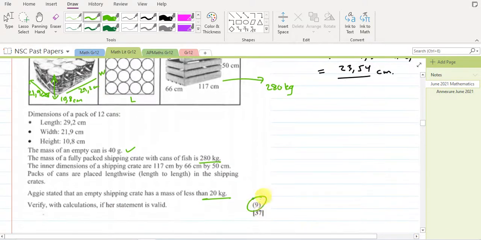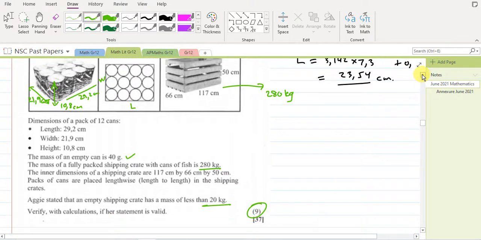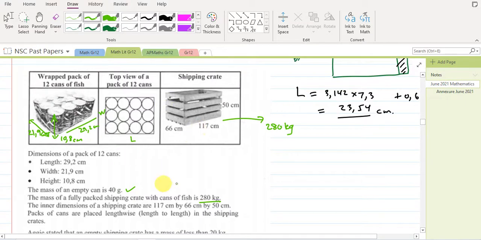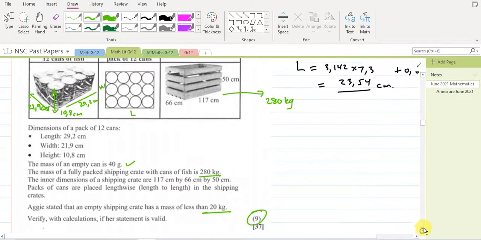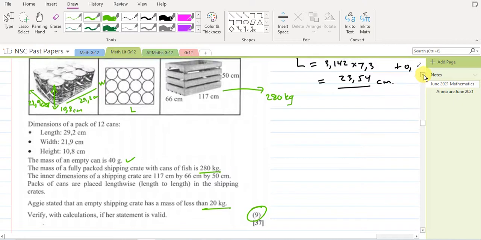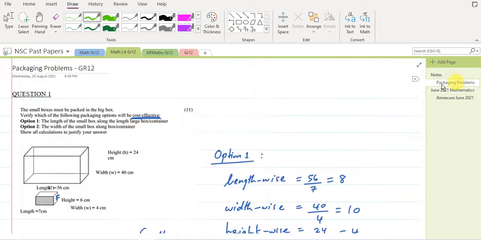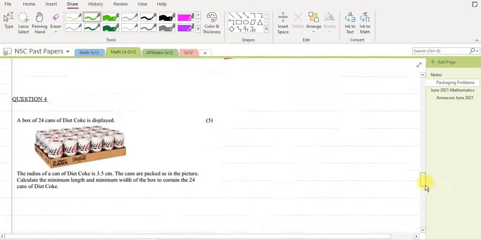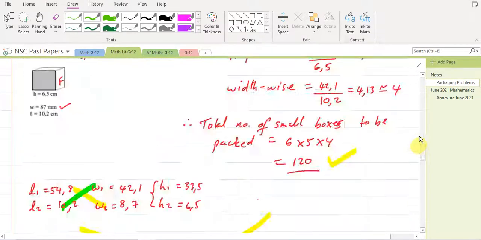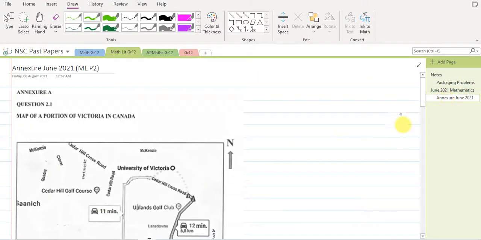Now guys, 9 marks, so you can't play around with this. Let's work it out. First of all, this is a packaging problem. If you have not watched my video on packaging problems, please do. You can go to my channel and look for packaging problem. Now let's look at the dimensions. I did some nice packaging problems here from past papers, something like this, and I've explained it. So please watch the video on this.